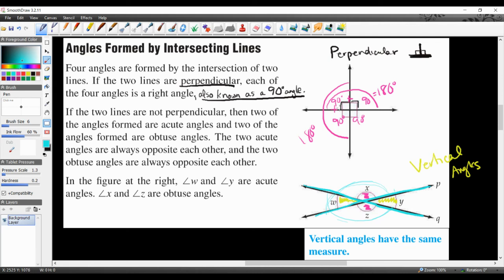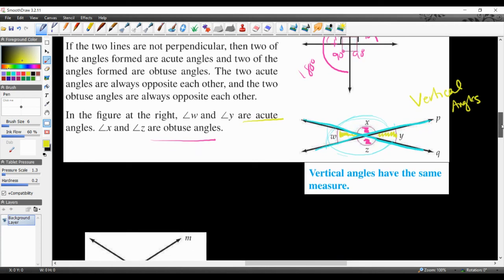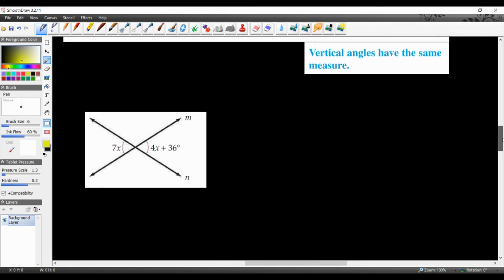So it kind of follows what happened up here with the perpendicular, except that they look different. You're going to have two pairs that are obtuse, like we have over here. Okay, two that are obtuse, and you're going to have two that are acute to kind of balance each other out. Okay, so with that in mind, let's do an example.